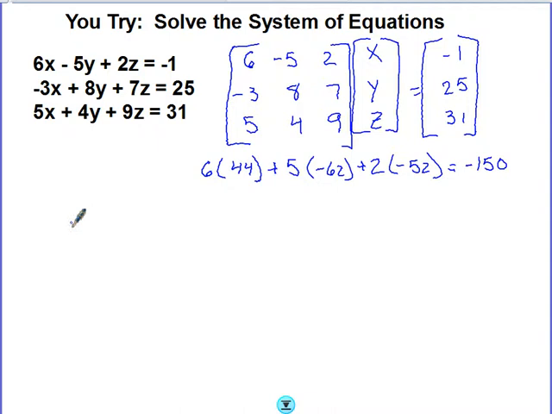Alright, step 2 of finding the inverse was transpose, so I'm going to take this matrix and switch the rows and columns. Alright, so switch the way that these are written.